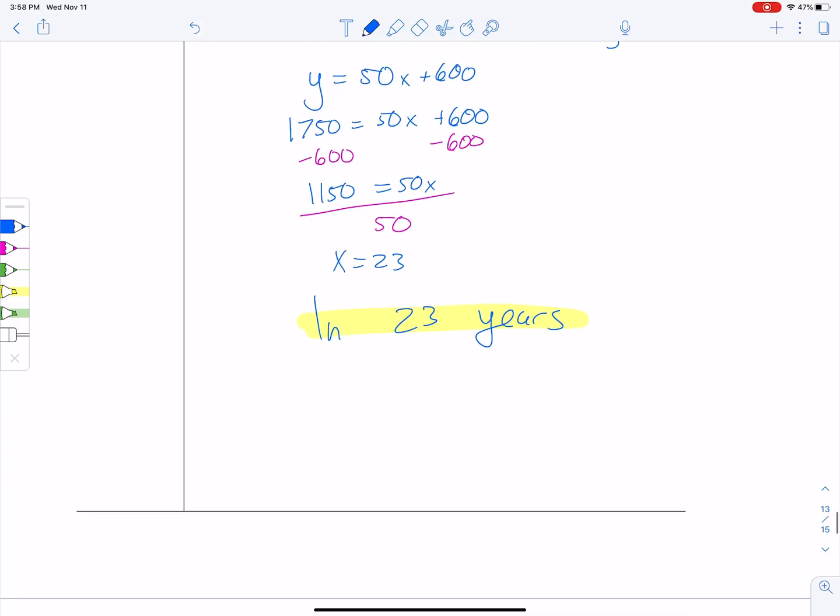Just one thing to note before you do your homework. If you have something that is just purchased or is new, it means it's 0 years old. So if they talk about a new car, or the computer was purchased in this year, or we bought the house, that's its new cost, and it's 0 years old at that point in time.